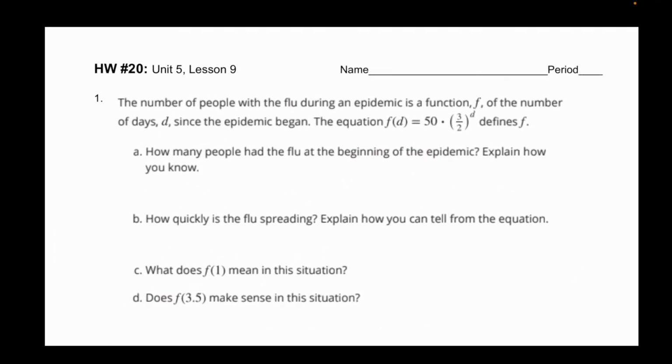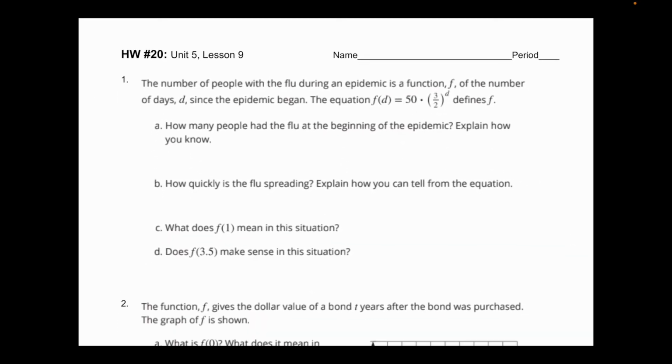And in this video, we're looking at the Unit 5, Lesson 9 practice problems for Illustrative Math Algebra 1. So let's dive in. Okay, we have the number of people with a flu during an epidemic, and that's going to be a function f of the number of days since the epidemic began. So the equation f of d equals 50 times 3 over 2 to the power of d is what defines function f. So how many people had the flu at the beginning of the epidemic, and explain how you know?